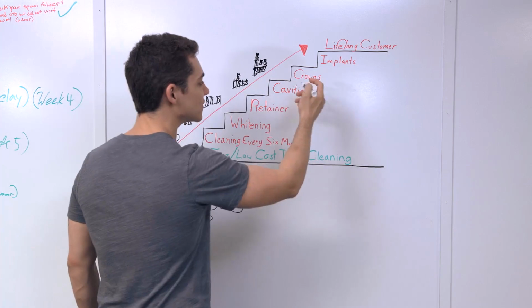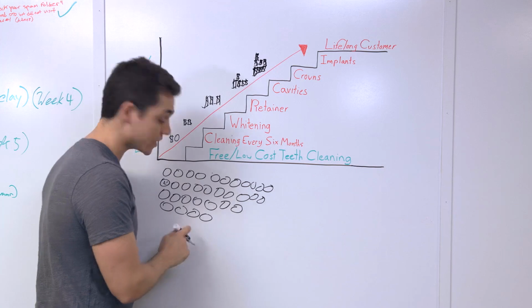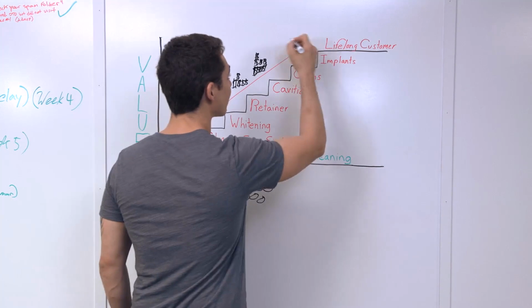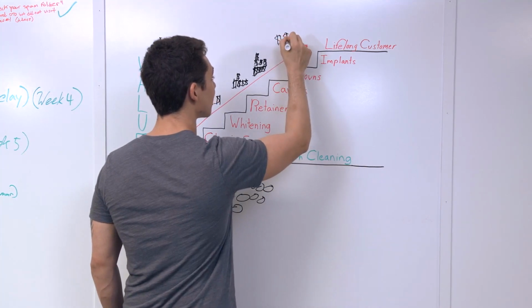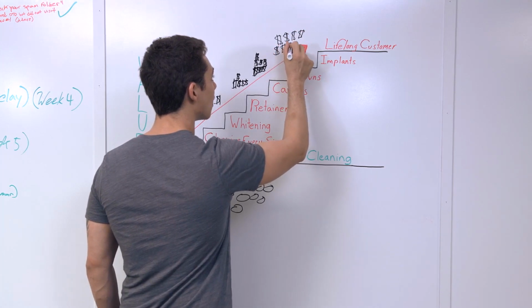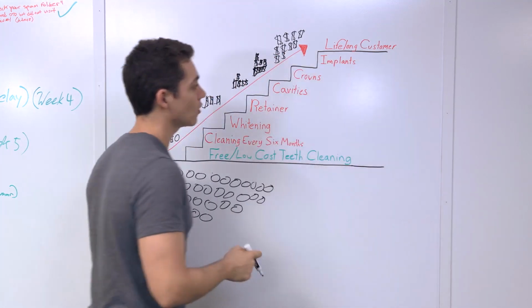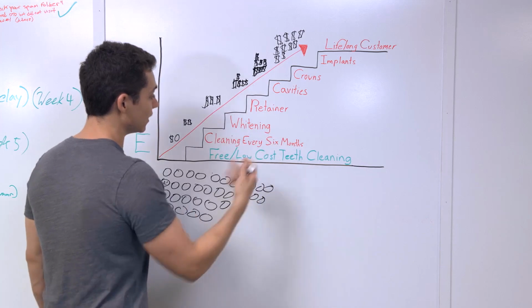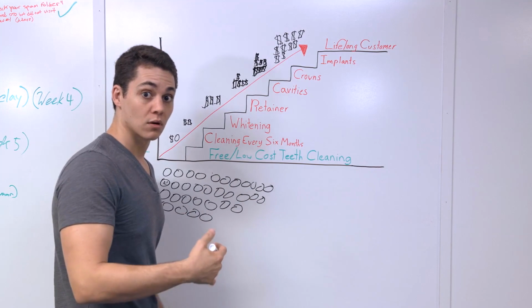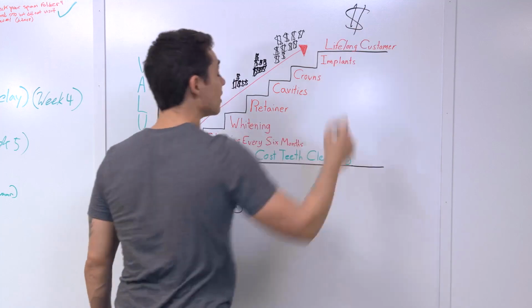Now, what happens if they need a crown or an implant? There's a lot of people here. Chances are at least one of these people need a crown or an implant. Crowns and implants can be like $3,000, $5,000. That's a lot of money. And then of course you have a lifelong customer. Even if they only get a whitening and a teeth cleaning every 6 months, if they go to that dentist for the next 20 years, that's a ton of money.